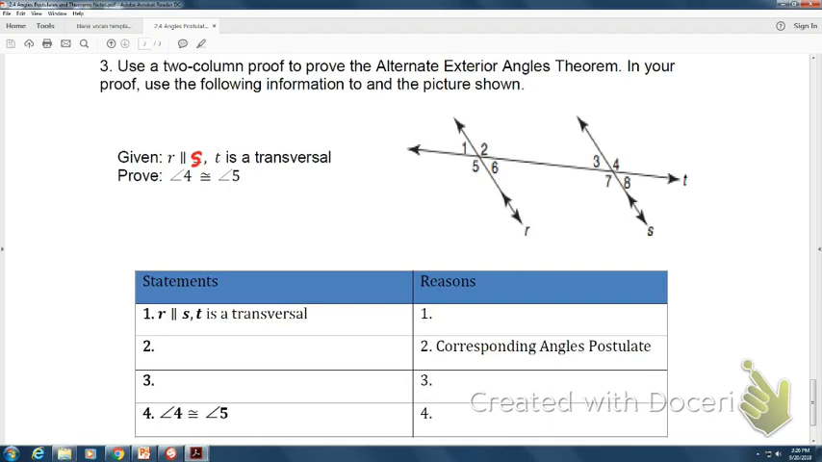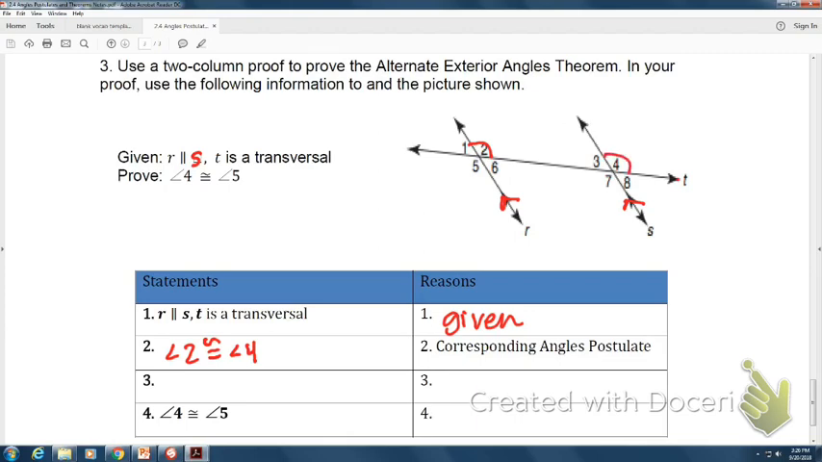Number 1 says R is parallel to S. That's already marked with these arrows. And it says T is a transversal. So what's the reason for number 1? Given. Based off my second reason, I have corresponding angles postulate, so I need a pair of corresponding angles that are congruent. We want to go in the direction that our proof is going, so we want to include angle 4. Angle 2 is congruent to angle 4. So I'll mark those congruent.